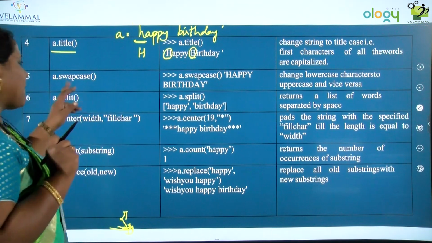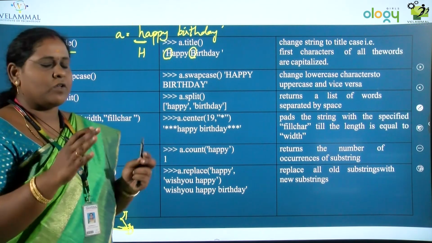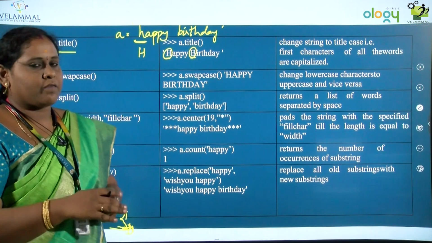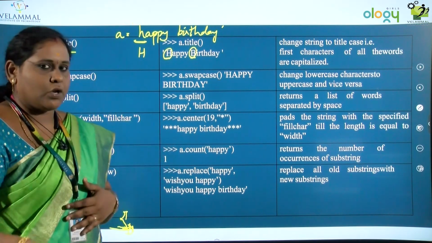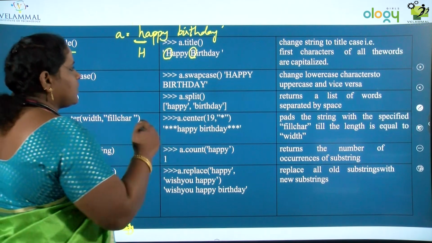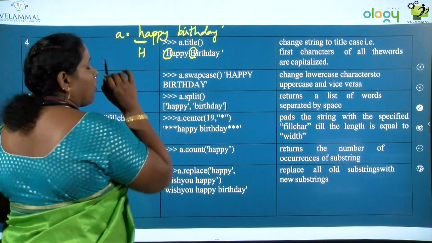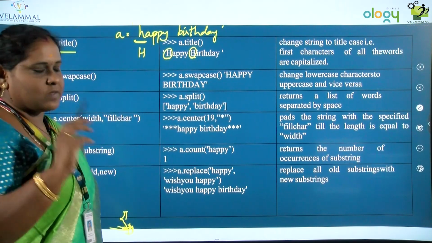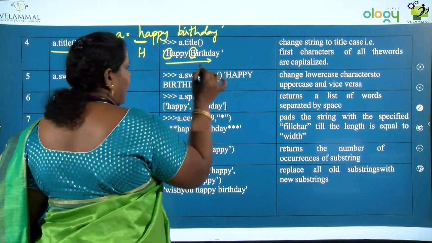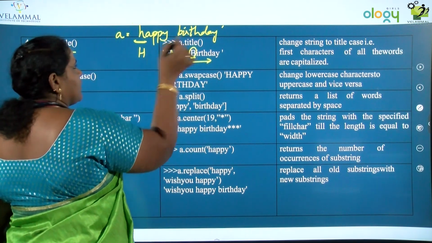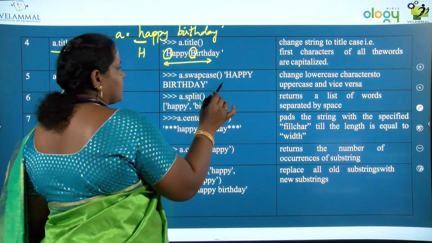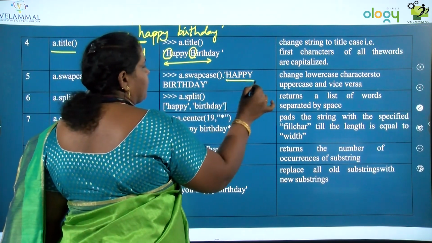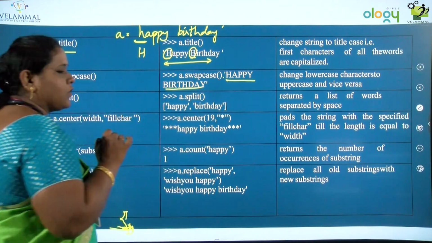Next is swapcase. Swap case means you are going to change the case. That's the meaning of swapcase. So if the string is given in uppercase, what will happen? It will completely change into lowercase and vice versa. So see what you have created. It will always be accessing from the original string, not from the pre-existing output. So this is my original string. Initially I have given a is equal to happy birthday. The case has been completely changed and the output you have received is happy birthday in uppercase.